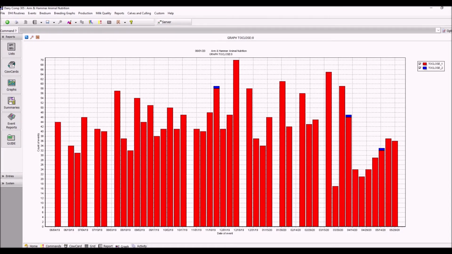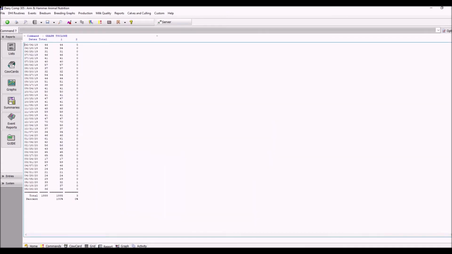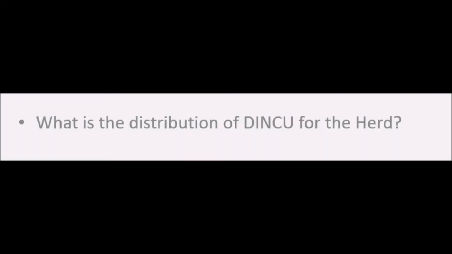With many of these graph reports, you can also click on the report on the bottom tab, and you will be able to see the data that was used to generate that particular graph. The next question that we're going to try to answer is, what is the distribution of days in close-up for the herd?